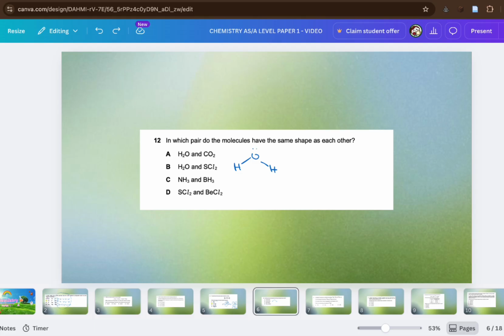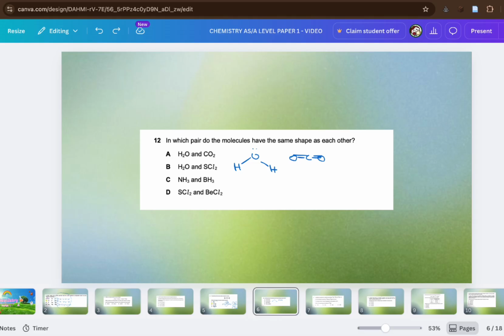Okay, CO2. So two oxygen atoms bonded with one carbon. Carbon has no free electrons at the top, which means it's not the same shape. We will eliminate option A.